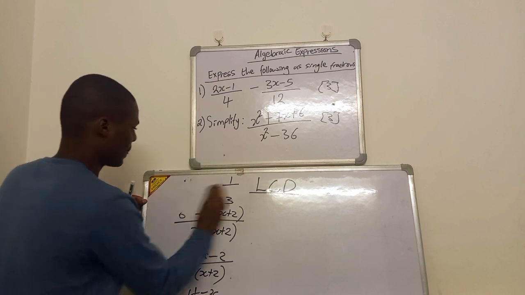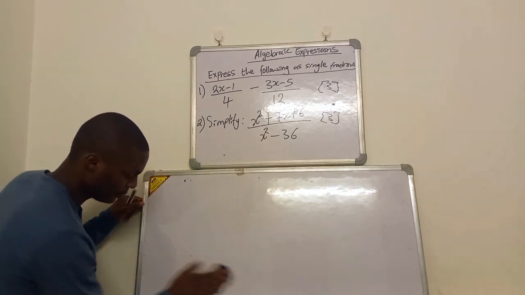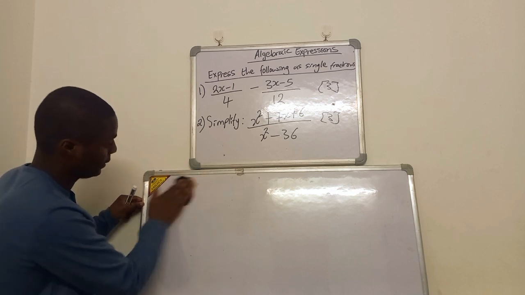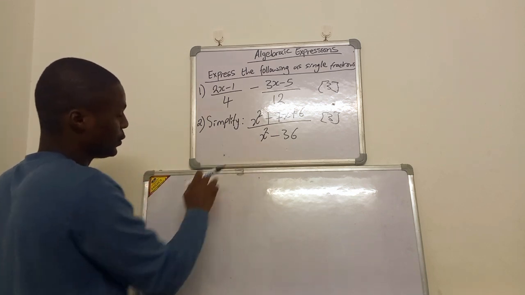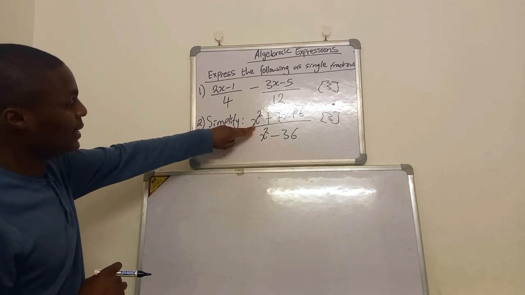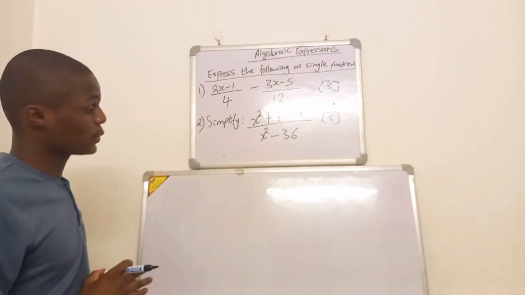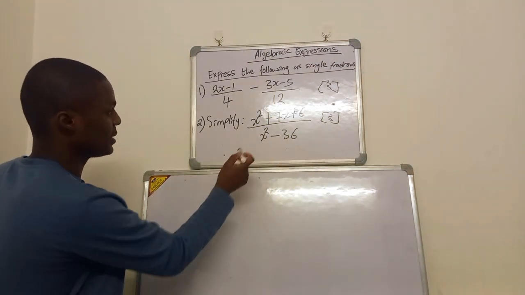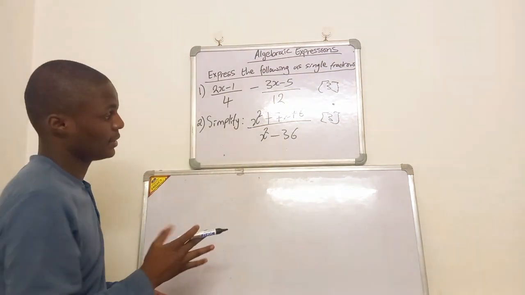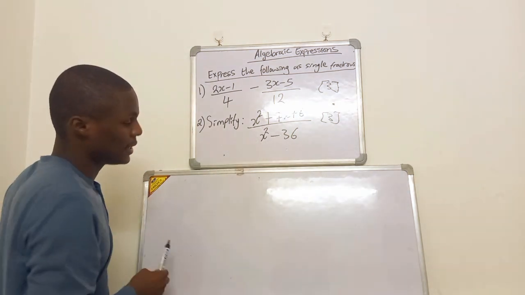All right. Let's say you are given an expression just like this one, number 2. Simplify x squared plus 7x plus 6 over x squared minus 36. So what you do, let's write it. This expression you just factorize. Factorize your numerator and factorize your denominator.